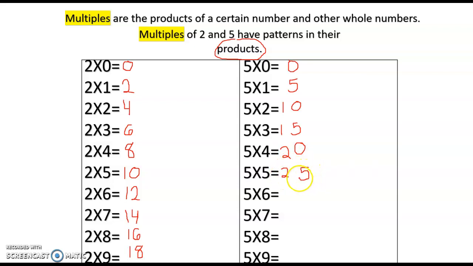See if you can start to see a pattern. 5 times 6 is 30. 5 times 7, 35. 5 times 8 is 40. 5 times 9 is 45. So take a look at our 5 facts. Do you see any patterns?